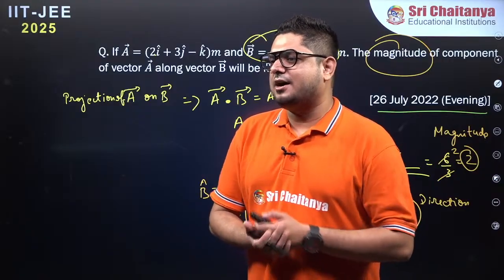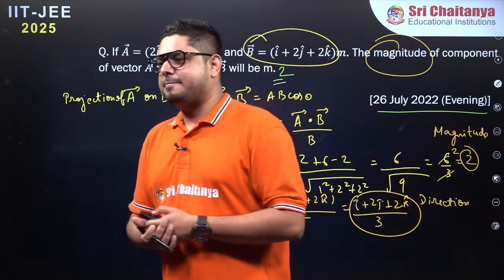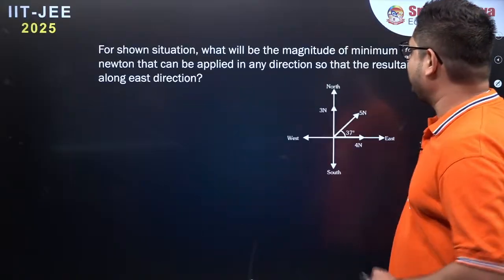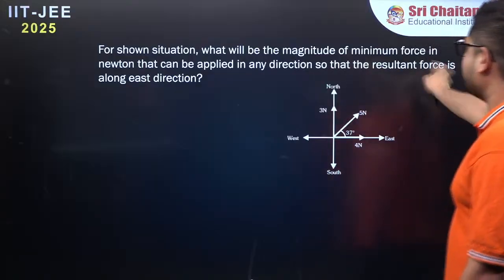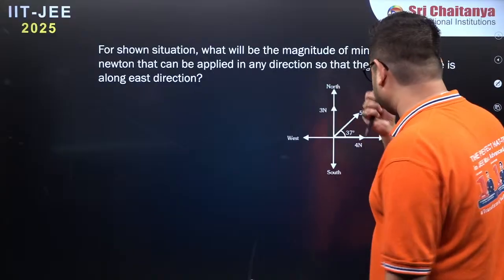Okay, so the next question over here is this one. For the situation shown, what will be the magnitude of the minimum force in Newton that can be applied in any direction? So the resultant force is along this direction.